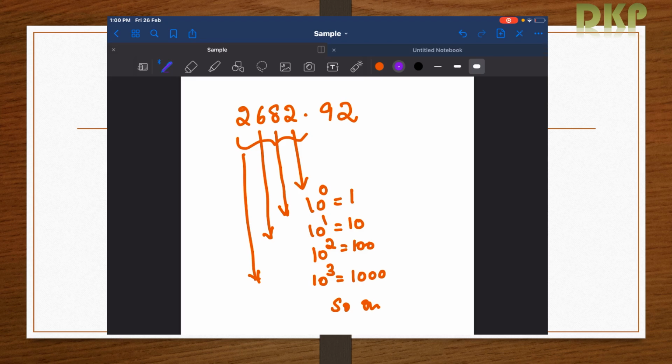Similarly, the first digit to the right of the decimal point has a weight of 10 to the power of minus 1. Then the second digit to the right of the decimal point has a weight of 10 to the power of minus 2, and if there is a third digit, the weight will be 10 to the power of minus 3. If there is a fourth digit, the weight will be 10 to the power of minus 4, and so on.